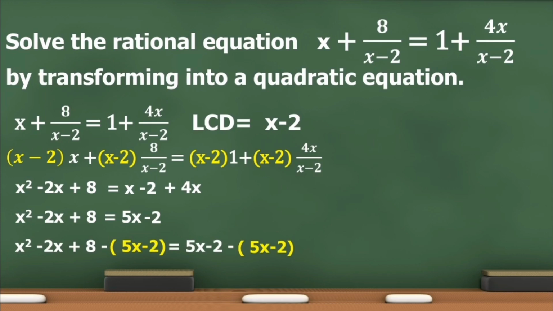Okay, so next naman natin, alisin natin class sa parenthesis yung ating 5x minus 2. So magiging x squared minus 2x plus 8 and then minus times 5x is equal to minus 5x. And then negative times negative 2 is equal to positive 2. Kaya magkakaroon naman tayo dito ng plus 2. At syempre, 5x minus 2 minus 5x minus 2 is equal to 0.